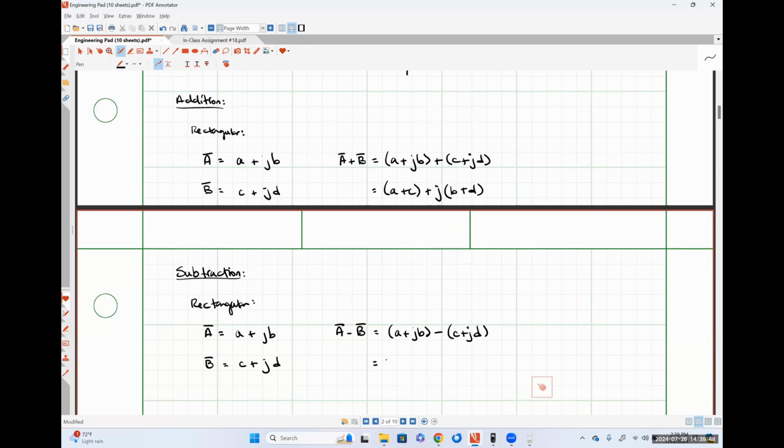And we would simply take the difference of our real parts. So we would have a minus c plus j(b minus d). Again, nothing particularly wild or crazy about subtraction here. Before we move on to multiplication and division, does anybody have any questions?